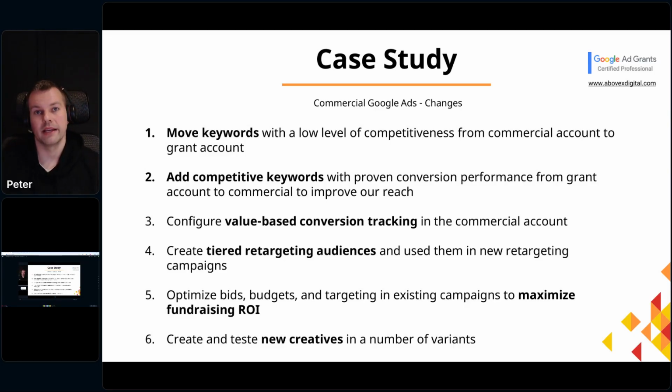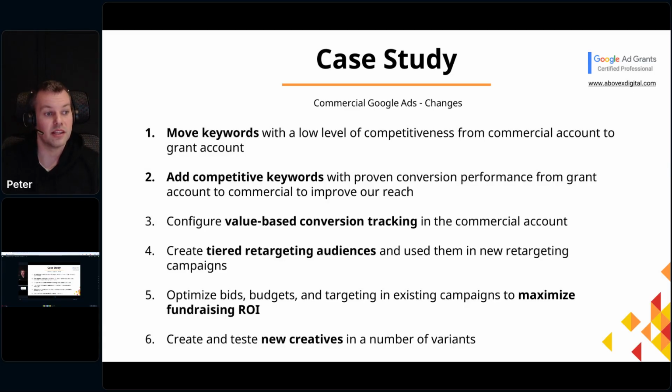Value-based conversion tracking, that's also something we introduced because their budgets were quite significant, and they wanted to make sure that the donation amount exceeds what they invest in it. And to do that, we had to implement value-based conversion tracking.